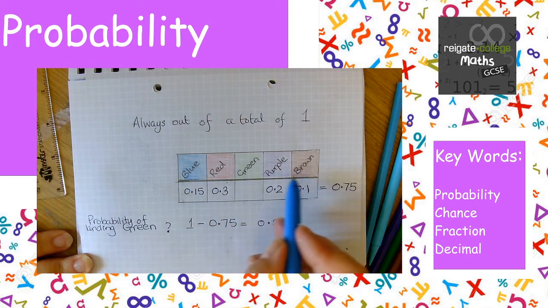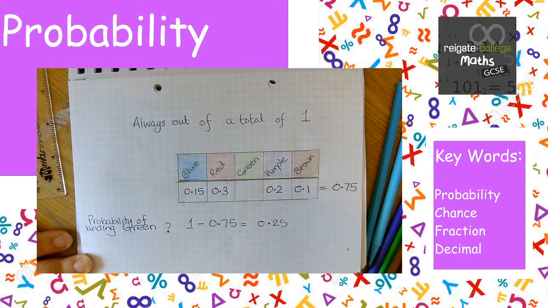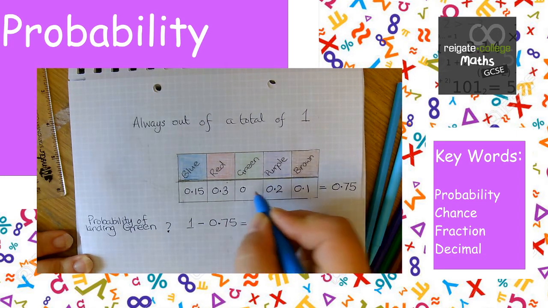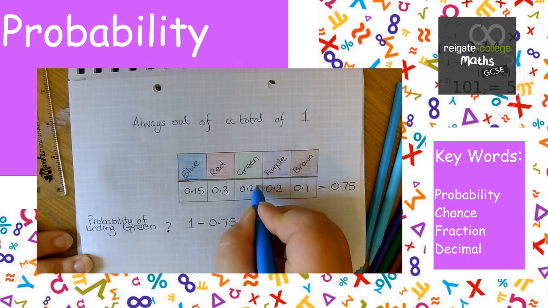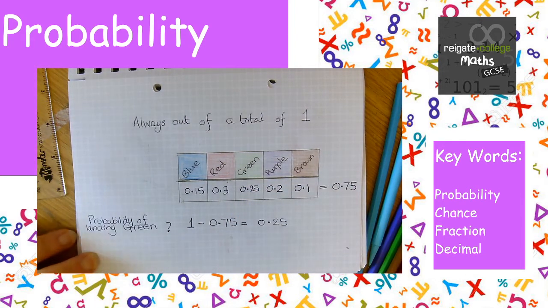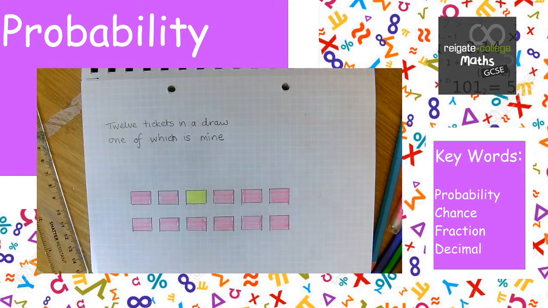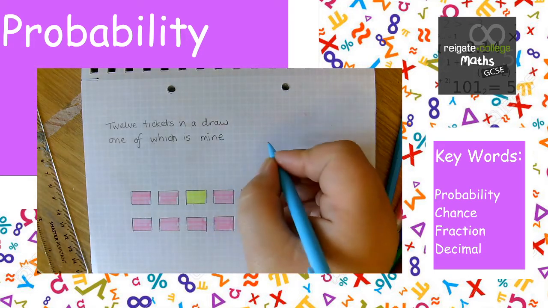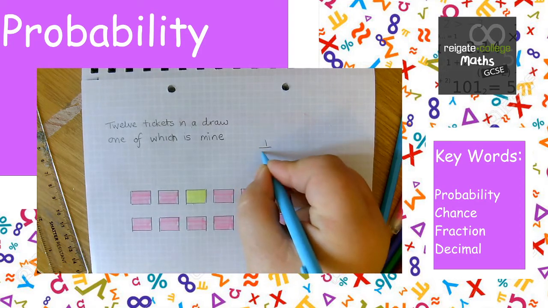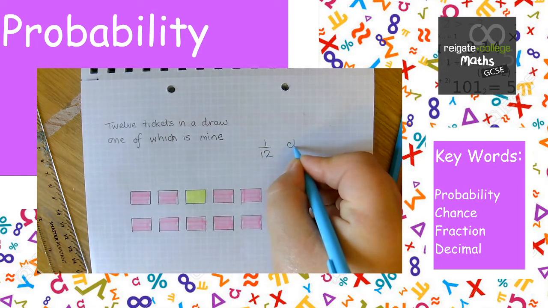Therefore, all of these colours will equal the total probability of 1. Therefore, green has a probability of 0.25 of coming up when I spin. If I'm told there are 12 tickets in a draw and one of them is mine, and I wanted to work out the probability of my ticket winning the draw, I would have a 1 out of 12 chance.